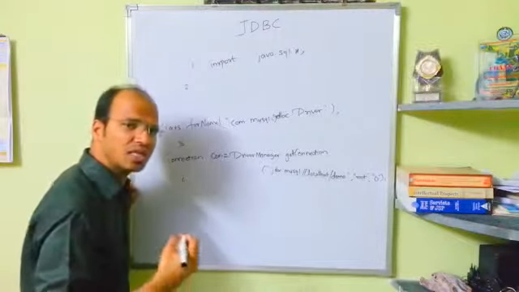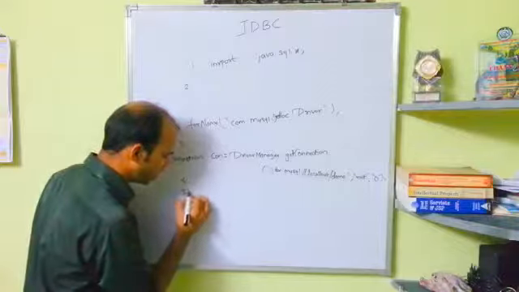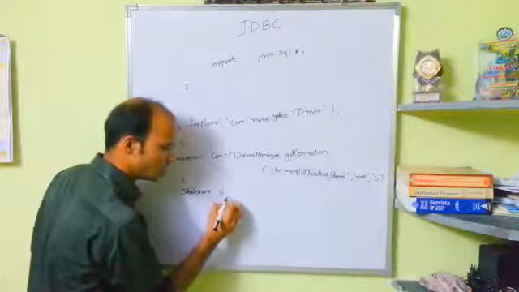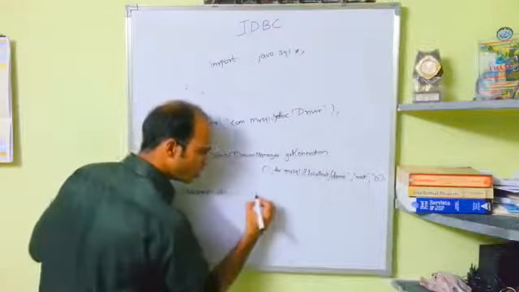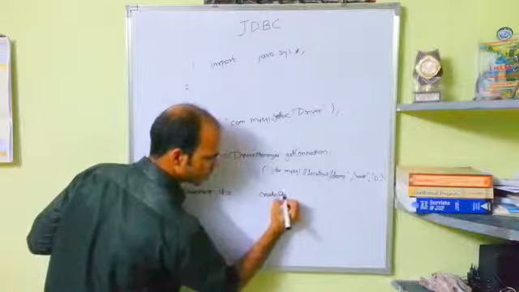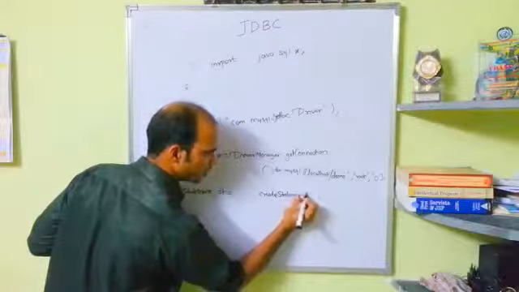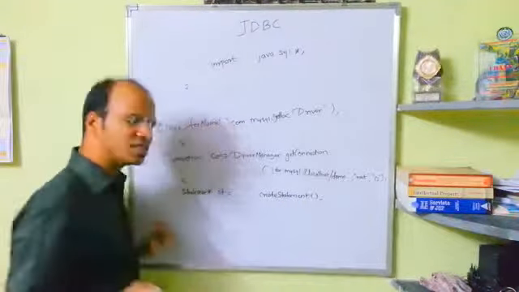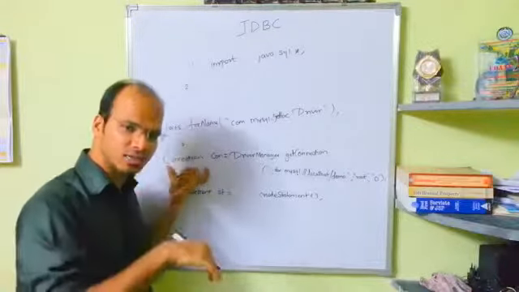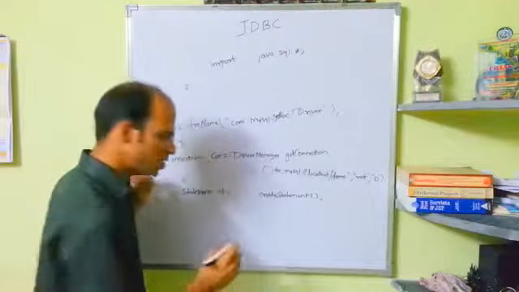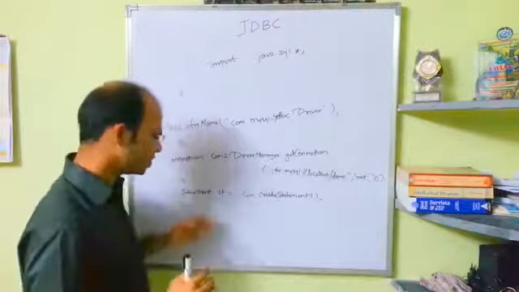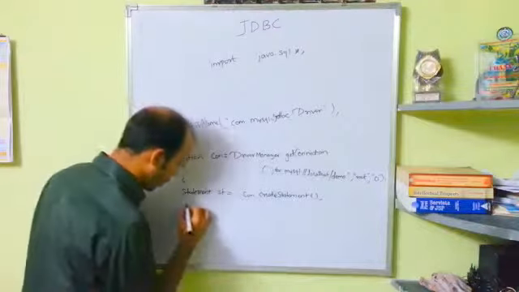The fourth step is to create a statement. To create a statement, we have an interface called Statement. We have st. Now, to create an object of this, we have to use a method called createStatement. This createStatement is a non-static method that belongs to the Connection class. So we have to use the object name con. So we have con.createStatement. So the fourth step is to create a statement.